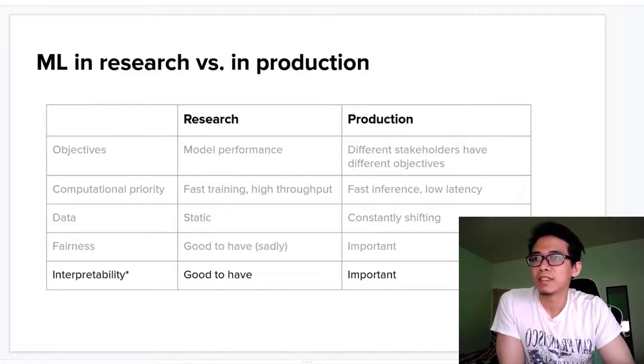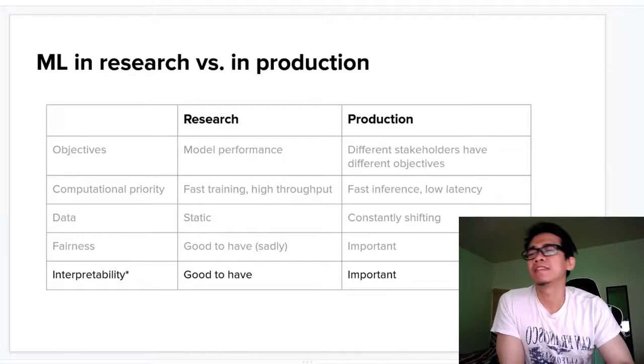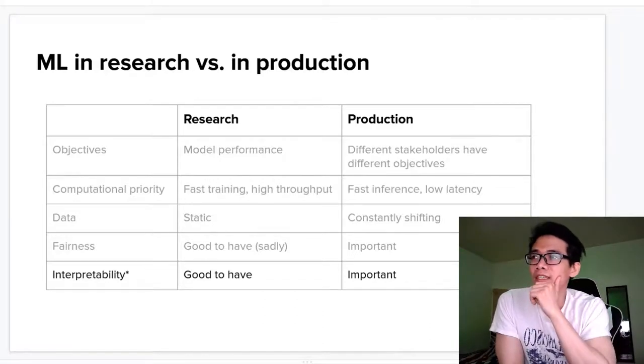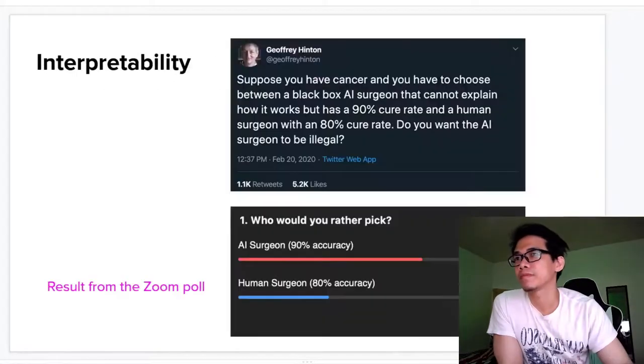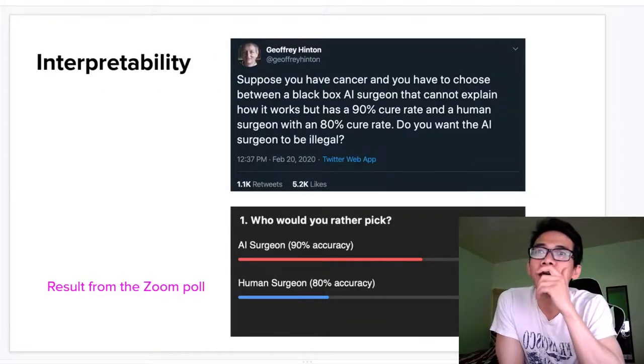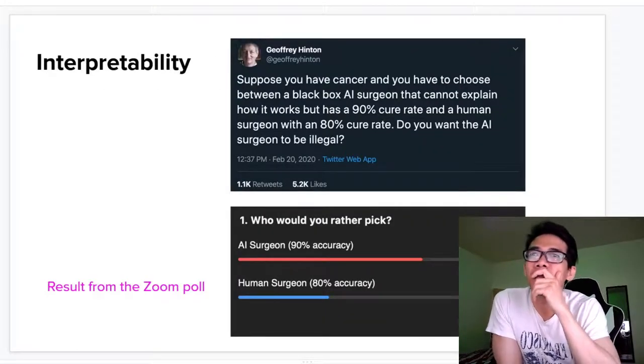Alright, the last difference is interpretability. It's good to have in research, but it is important in production. Actually, this is wrong. And instead of telling you why it is wrong, I'm gonna let the next slide do that. So this is a kind of question here.